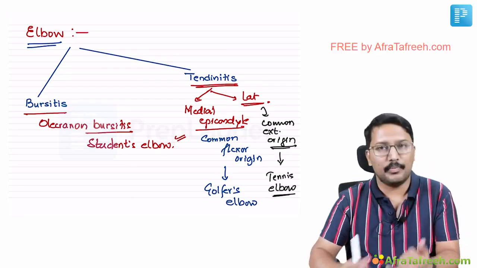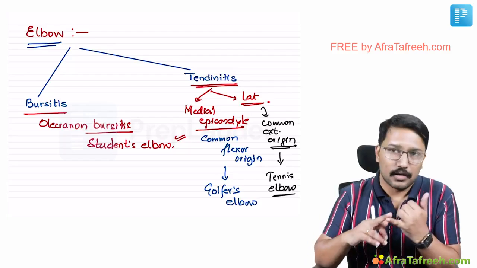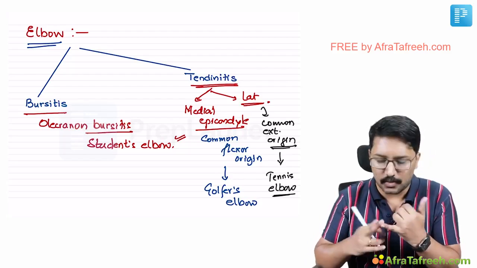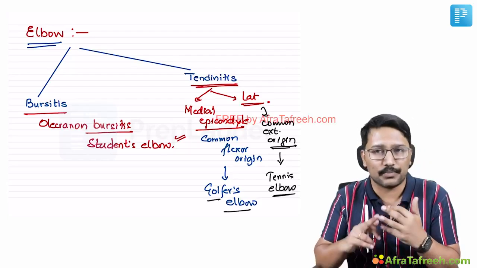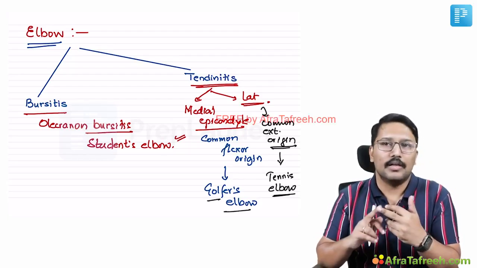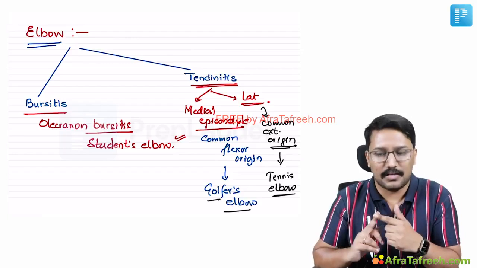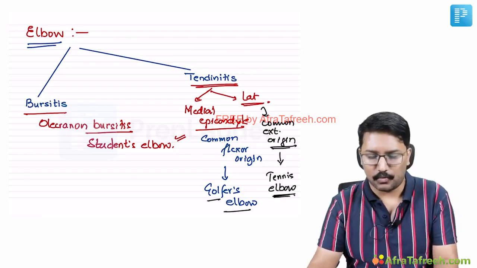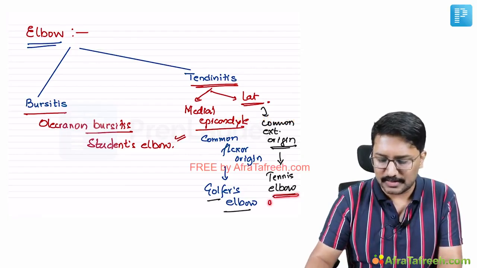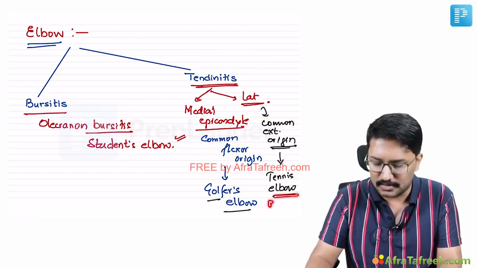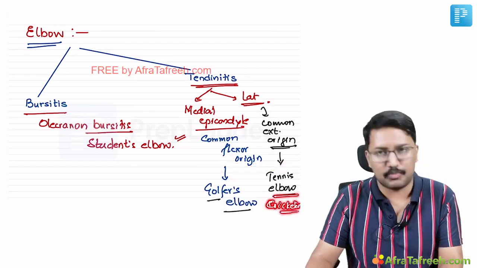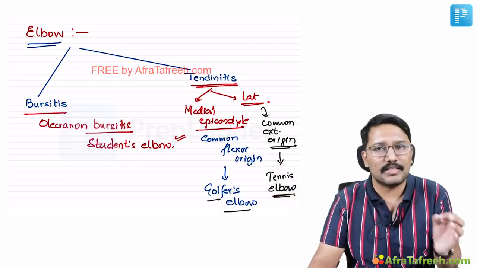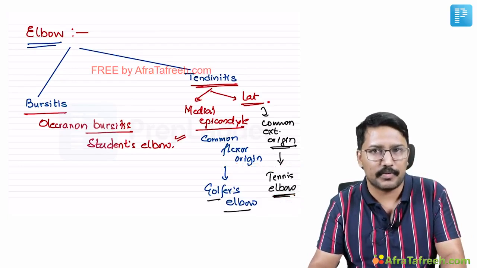So medial epicondylitis or common flexor tendinitis is what is referred to as golfer's elbow, and lateral epicondylitis or common extensor tendinitis is what is called tennis elbow, right? The most common profession that suffers from tennis elbow is not tennis players, it is indeed cricketers, right? Cricketers followed by tennis players. So in both these cases, there is repetitive trauma responsible for this manifestation, right?